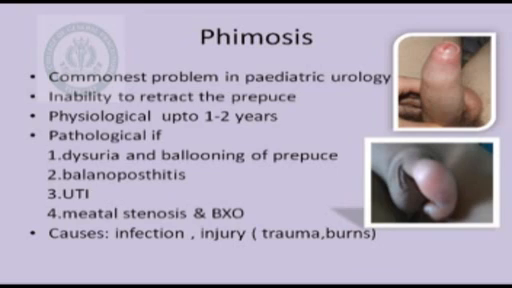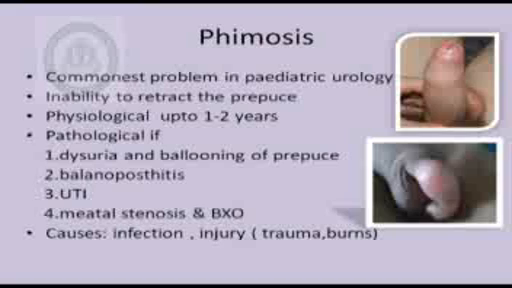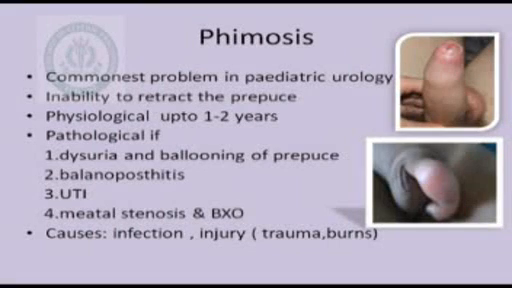So, pathological phimosis is defined as one which presents with dysuria or ballooning of the prepuce, balanoposthitis, meatal stenosis, and balanitis xerotica obliterans, shortly called BXO. Phimosis is caused in more than 90% of cases by infection, and some cases may present as post-traumatic as well as post-burn cases.